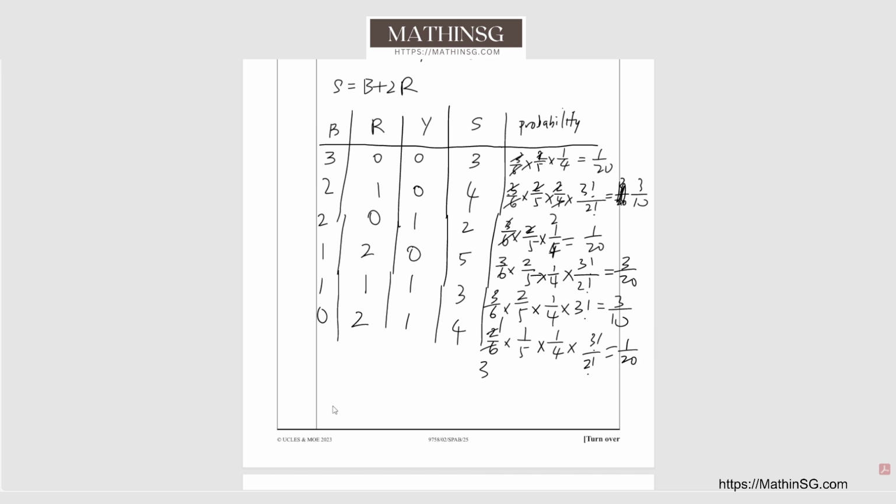So now that we have found this, we can set up the probability distribution of S. When S is 0, the probability is 1 over 20. Only this one, right? When S is 1, okay, there is no probability that S is 0. We should be looking at this value here. So the smallest S value is 2. So when S is 2, the probability is 1 over 20.